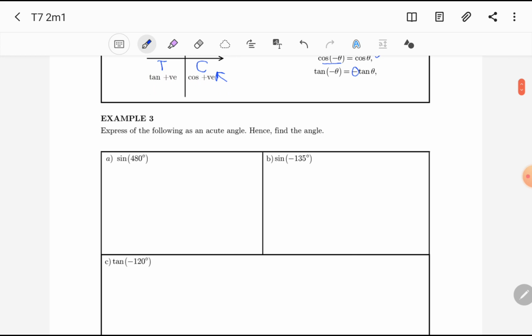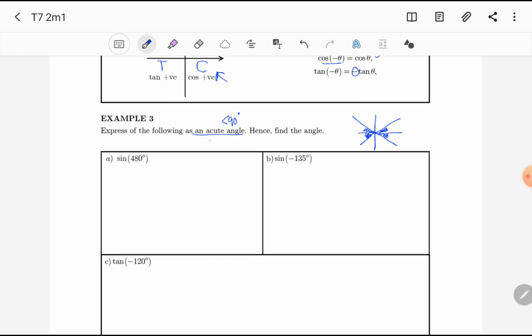So, now we go to example number 3. Express the following as an acute angle. Okay. Apa maksud acute angle? Nombor yang less than 90 degrees. Nah, macam nombor kat sini. Okay, lagi nombor dekat mana lagi? Angle dekat sini. Yang kecil-kecil tu. Okay, next. Angle yang kat sini. Dan angle yang kat sini.